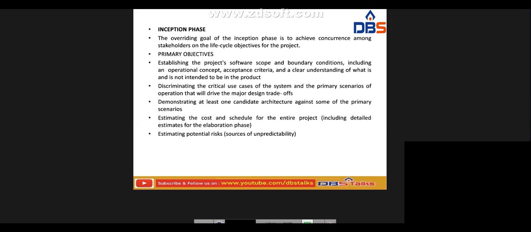So we can identify that the first stage is the main thing. First we have to decide what use cases and conditions we are using, what requirements we have to assign, and how to design the implementation, so we go from a particular idea. Also, you can estimate the cost and schedule, and estimate the potential risk, that is the unpredictability.